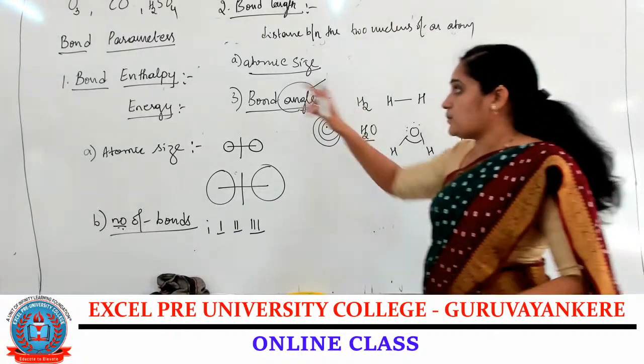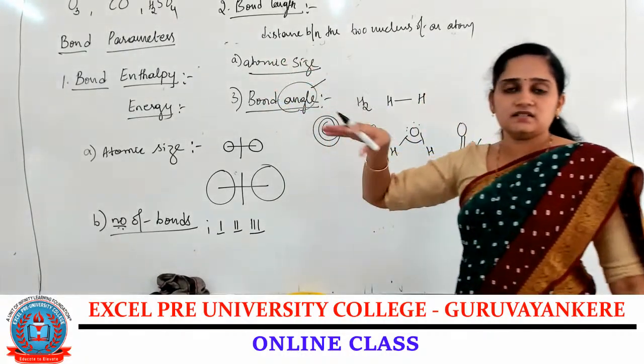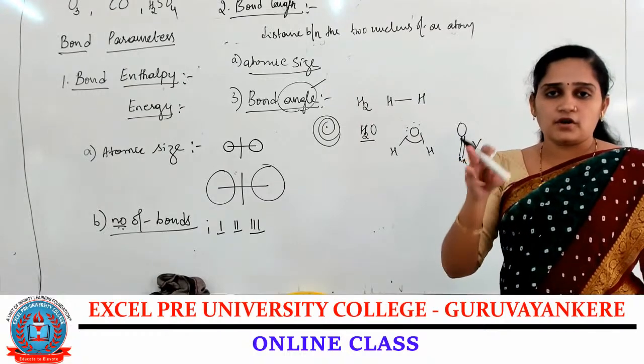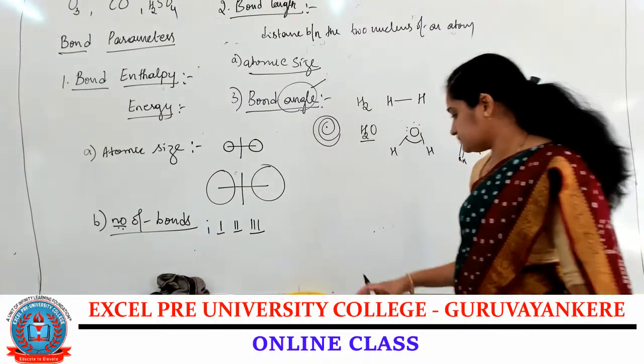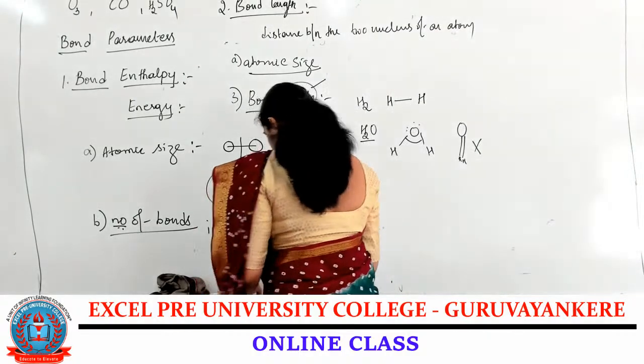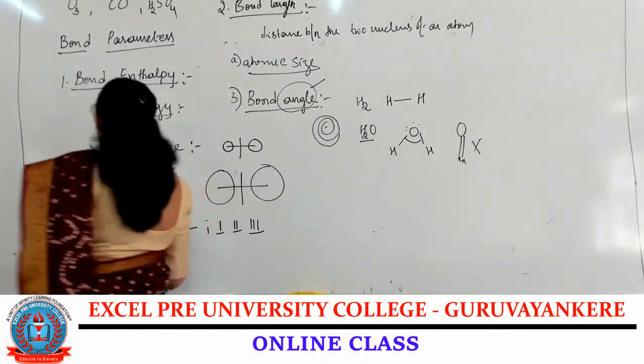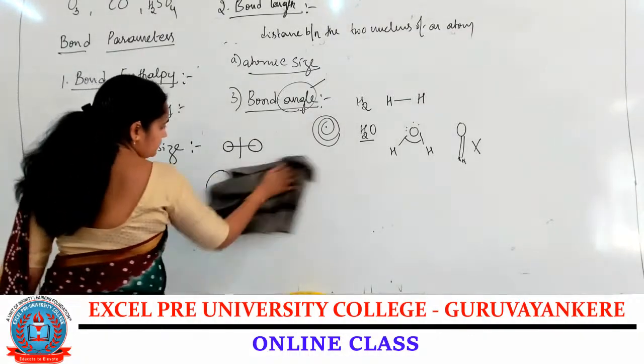So these are the bond parameters: bond length, bond energy, and bond angle. Next, ionic bond.